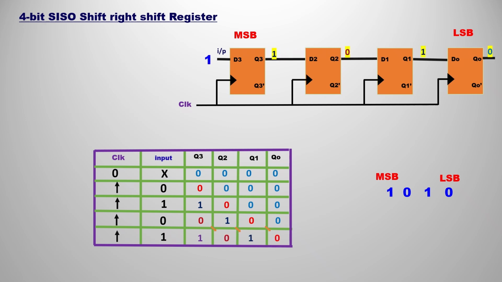If you see, when the clock is high, in the last step we required the MSB as 1. So you are going to push that 1 in the MSB position, so that Q3 becomes 1 and everything is shifted towards the right. The final required value, that is 1010, is obtained at all output positions.